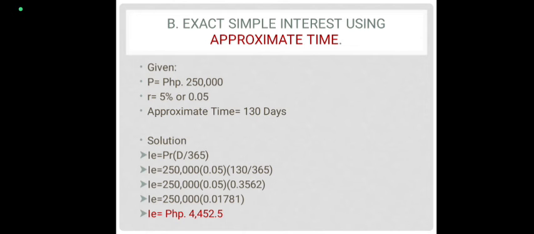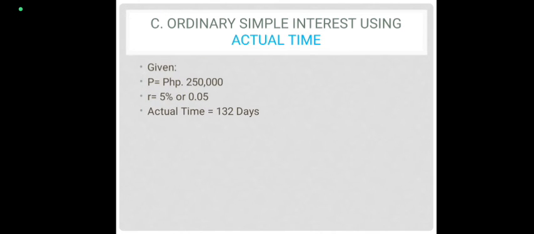So next we have ordinary simple interest using actual time. So in ordinary simple interest, we just calculate all the months as 30 days. So we have August, September, October, November, December. We have 5 months, but this one is a total of 360 because that is 12 months. So the days here is 132 days.